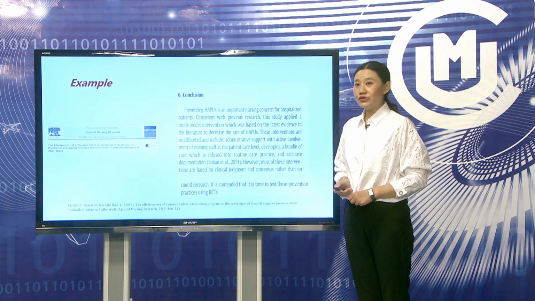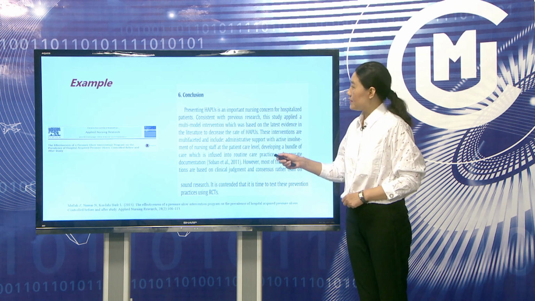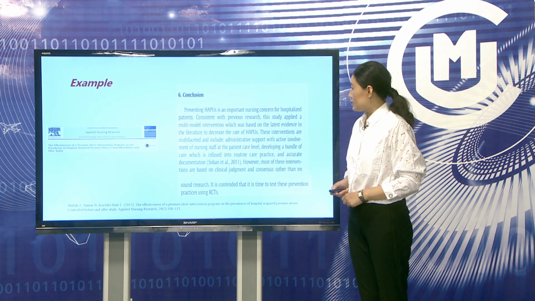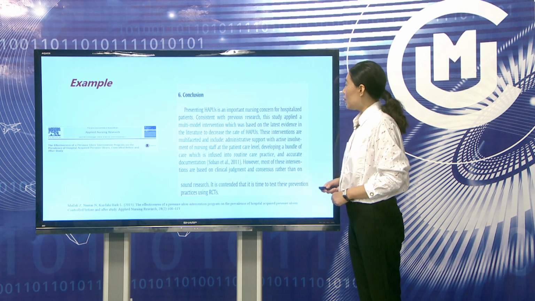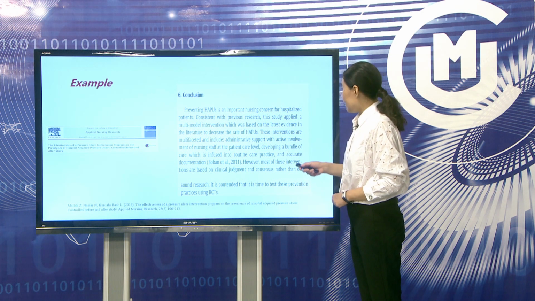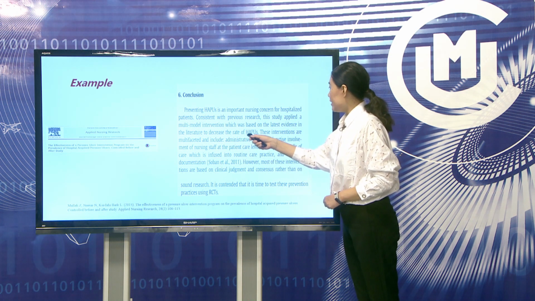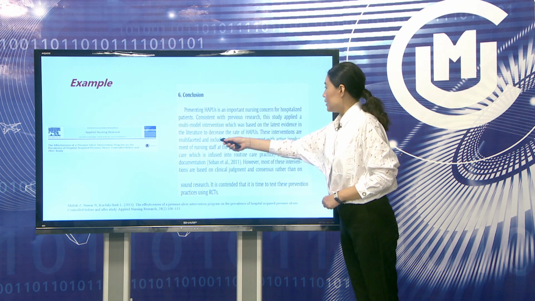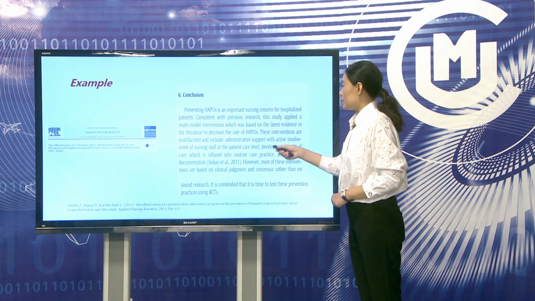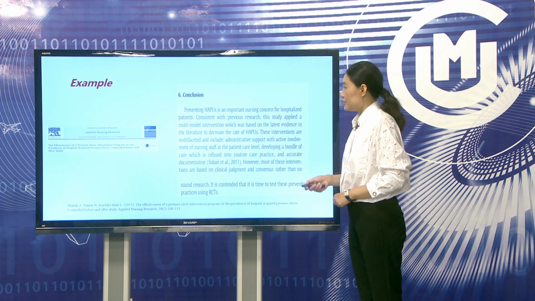Here is the conclusion drawn from a study on hospital-acquired pressure ulcer. Preventing hospital-acquired pressure ulcer is an important nursing concern for hospitalized patients, and multimodal intervention was applied in order to decrease the rate of hospital-acquired pressure ulcer. This is the conclusion of the study.